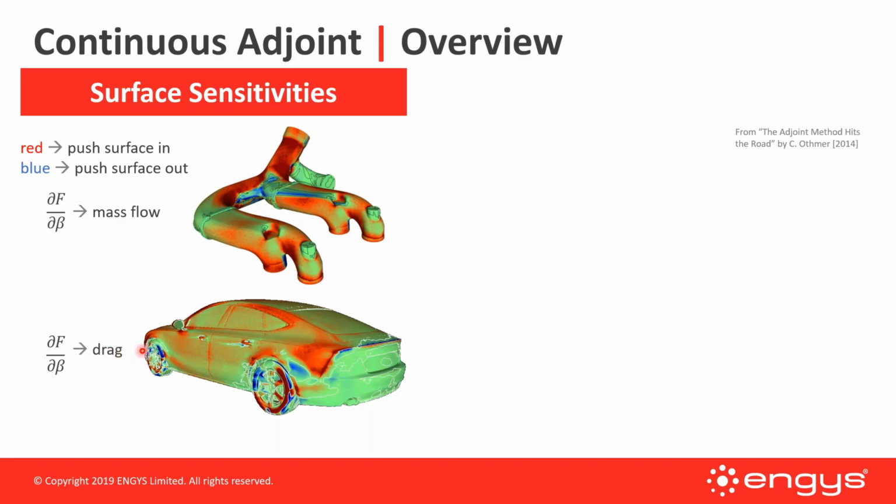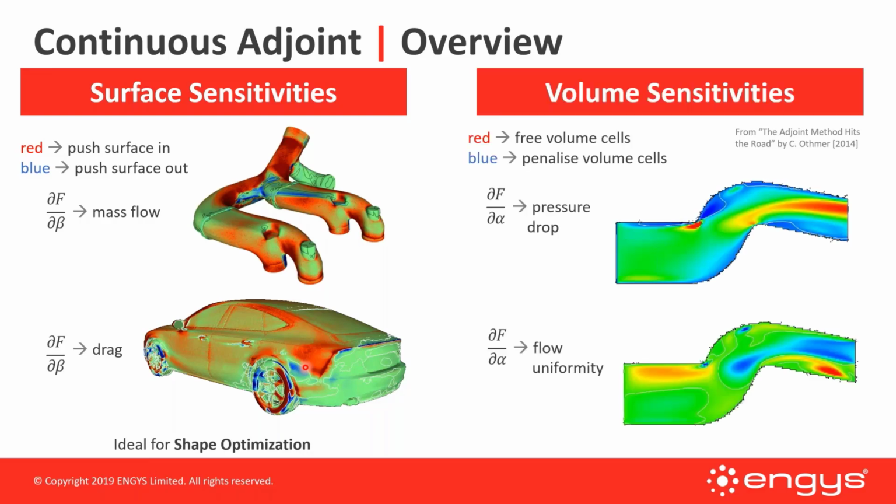Okay, great. What about drag? So here's an external aero case for a vehicle, and red would tell us to push in to reduce drag, and blue would tell us to pull out to reduce drag. And even though there's a color map, there's a sign and there's a magnitude associated with each one of these surface fields. This type of information is ideal for what we call shape optimization.